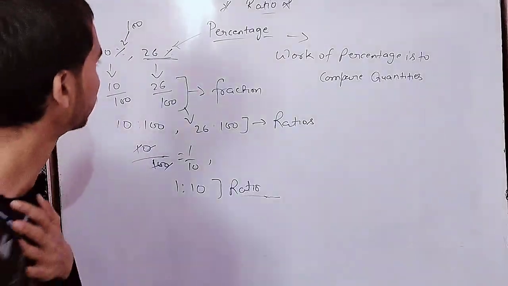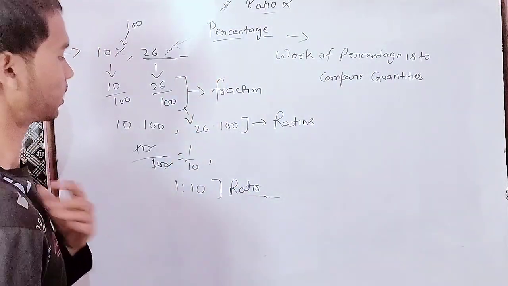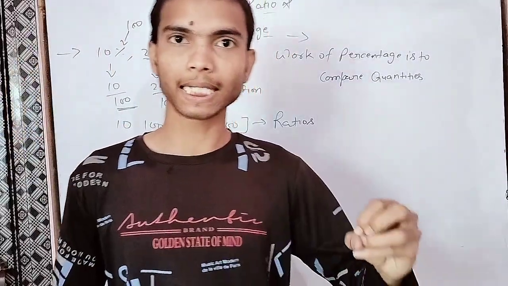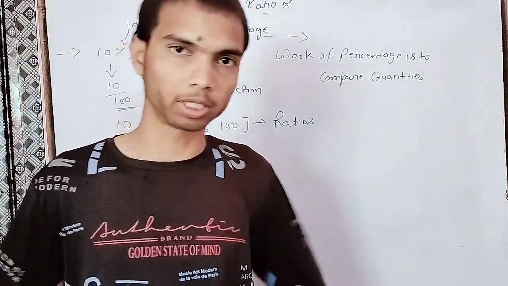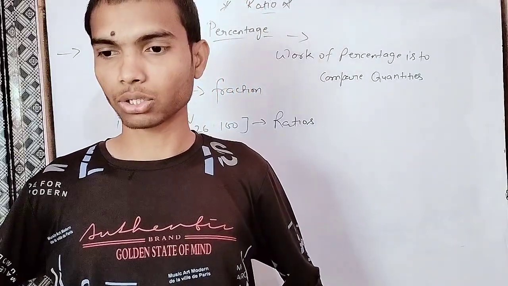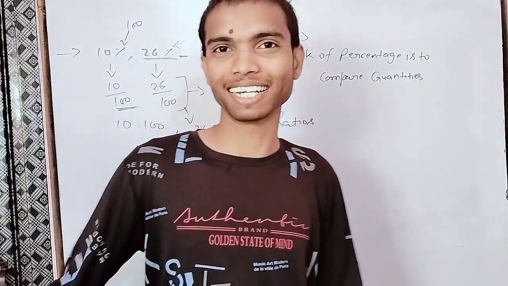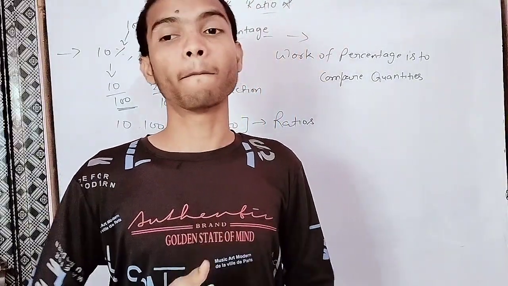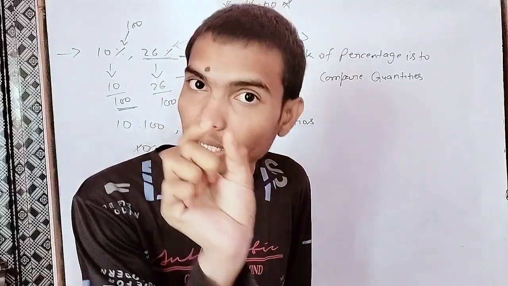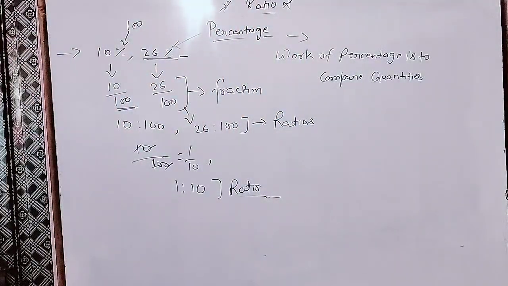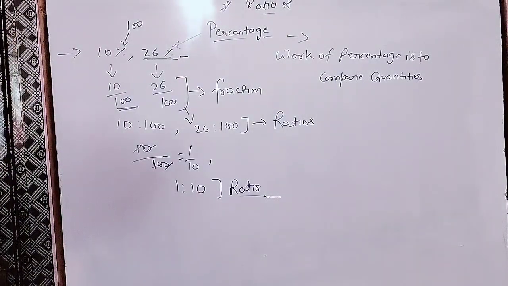You already know this is 100, and 100 is always in place of the denominator. 100 is for telling the percentage, per percentage, and in place of the denominator there would be 100 words. Clear? Till here, are you crystal clear or not?